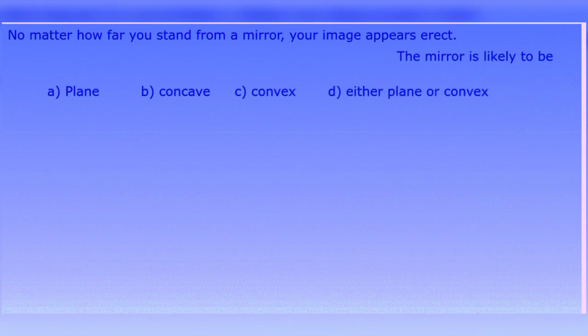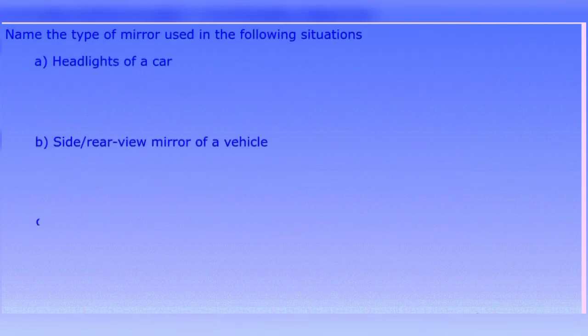Next question is, no matter how far you stand from a mirror, your image appears erect. The mirror is likely to be. The simple answer is option A and option C, because in these cases we get a virtual and erect image. Next question is, name the type of mirror used in the following situations. Question A. Headlights of a car. Question B. Side rear view mirror of a vehicle. Question C. Solar furnace.